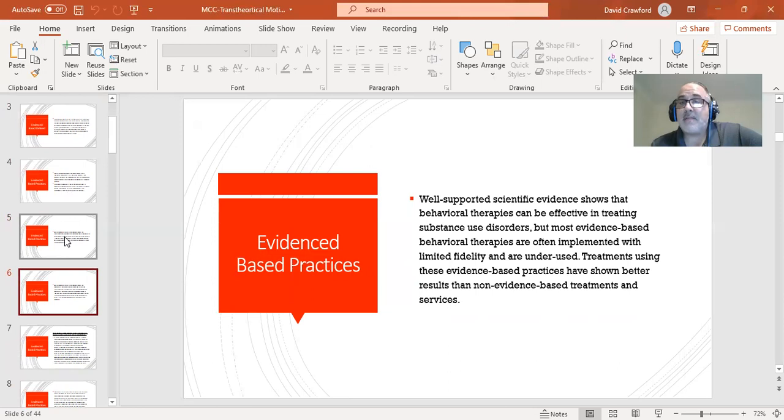While supporting scientific evidence shows that behavioral therapies can be effective in treating substance use disorder, most evidence-based behavioral therapies are often implemented with limited fidelity and they're underused. Treatment using these evidence-based practices has shown better results than non-evidence-based treatments. And what they're talking about there with the behavioral therapies is contingency management in early recovery.